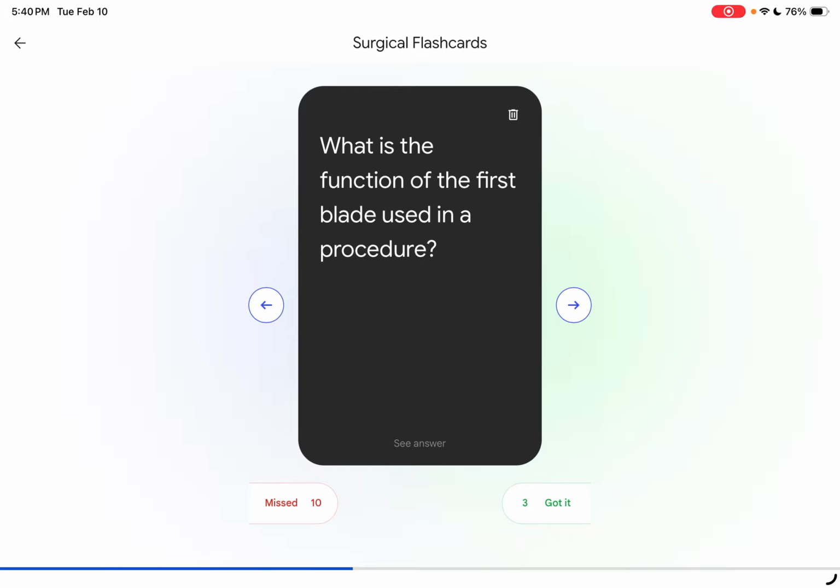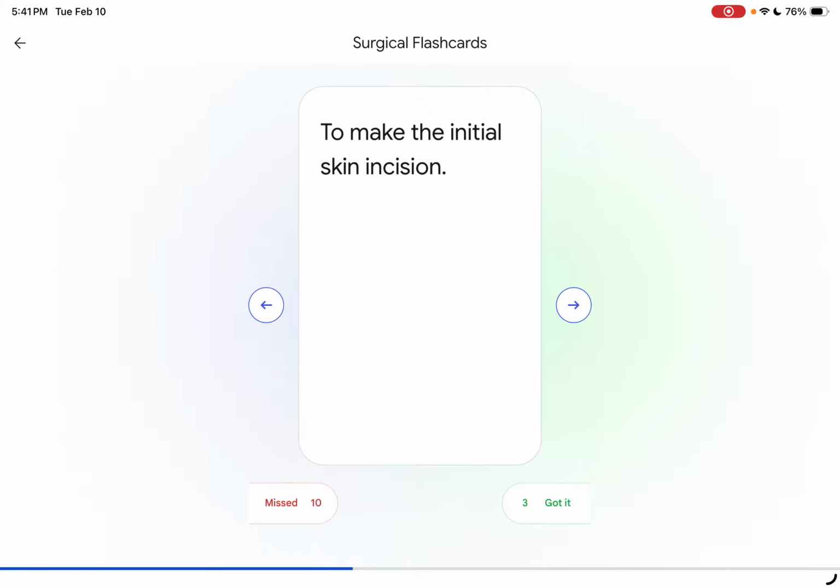What is the function of the first blade used in the procedure? Di na ko matawagan ay. What is the first function of the blade used in the procedure? What is the function of the first blade used in the procedure? To make what, the... sir?